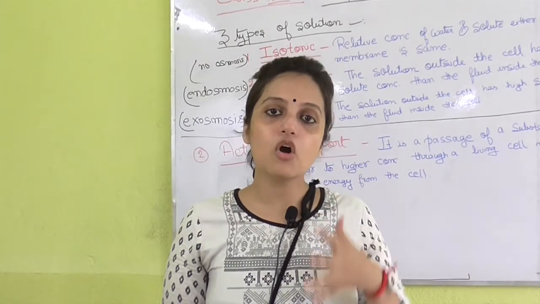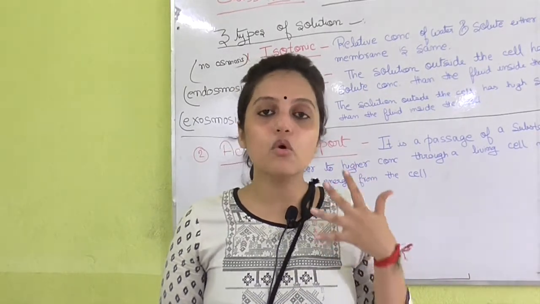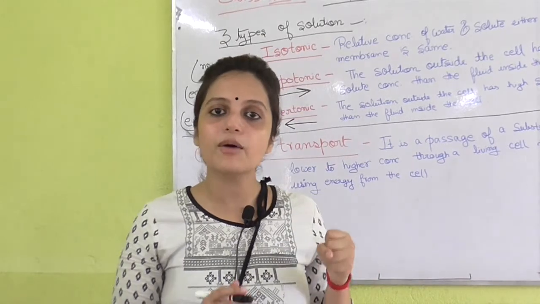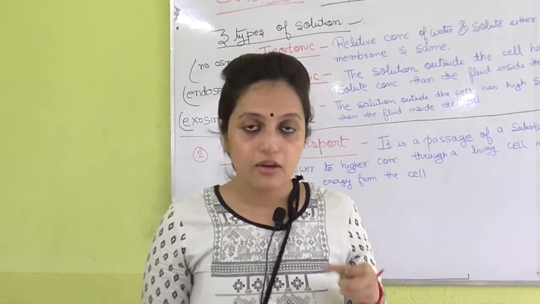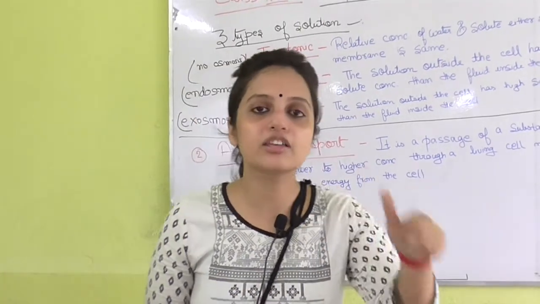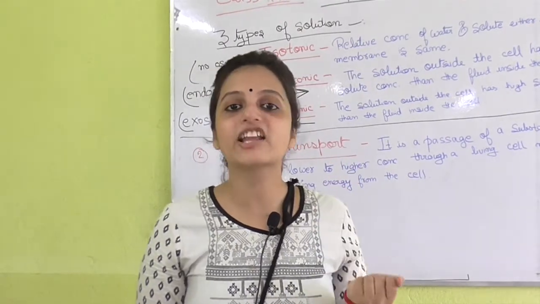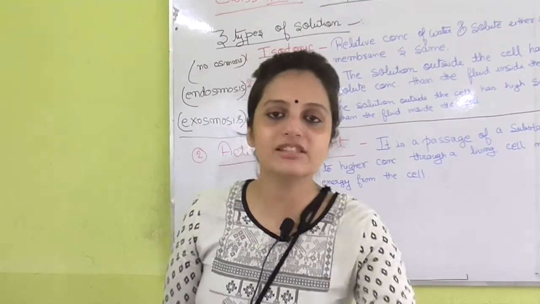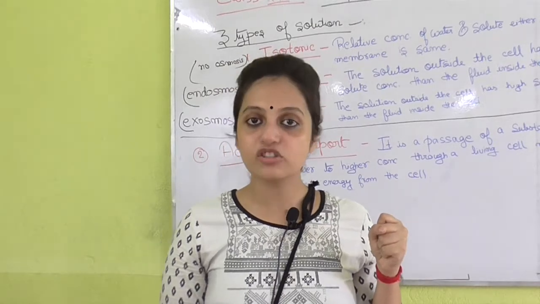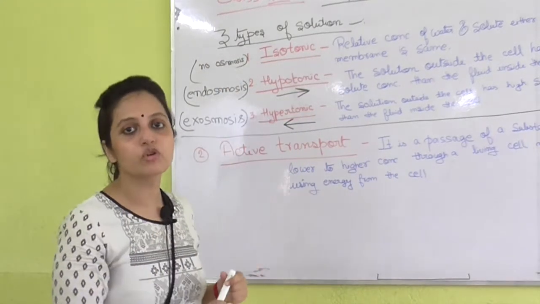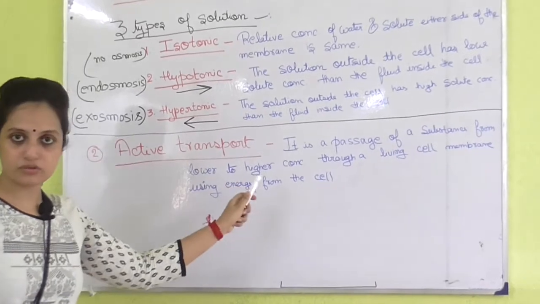So the root is going to take the nutrients from the soil forcibly. Forcibly how? With the use of energy. It will give the energy and forcibly take away the nutrient from the soil. And this type of movement of nutrient is known as active transport.